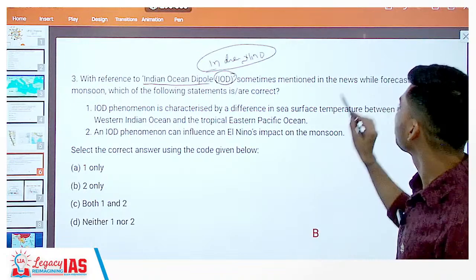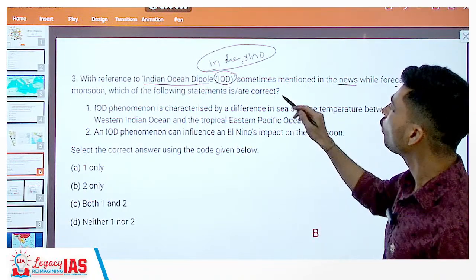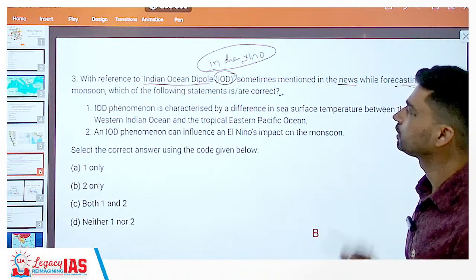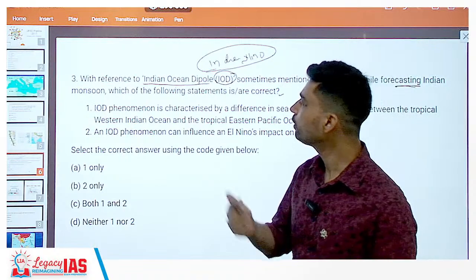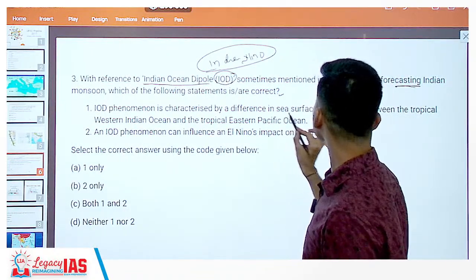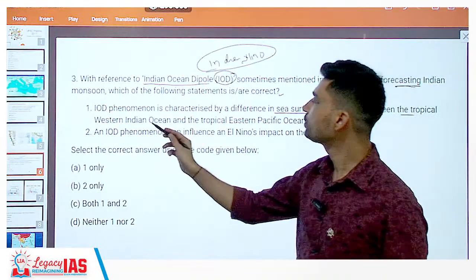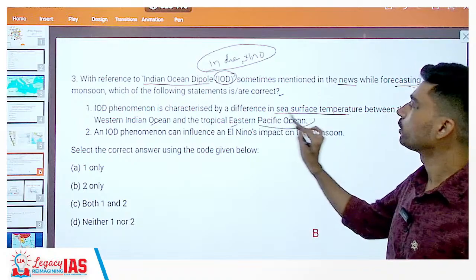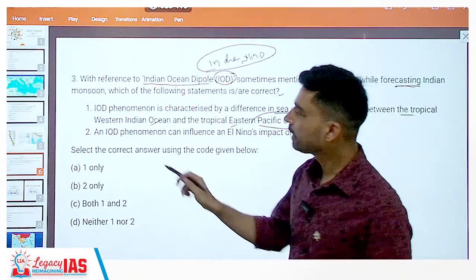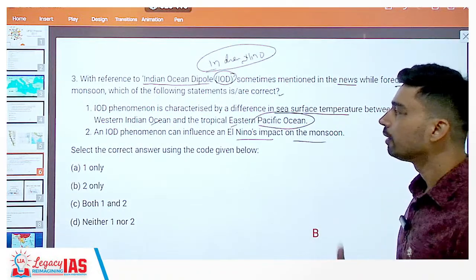It is sometimes mentioned in the news while forecasting the Indian monsoon. Which of the following statements are correct with reference to the Indian Ocean Dipole? The first statement is that the IOD phenomenon is characterized by a difference in the sea surface temperature between the tropical western Indian Ocean and the tropical eastern Pacific Ocean. Second, an IOD phenomenon can influence an El Nino's impact on the monsoon.